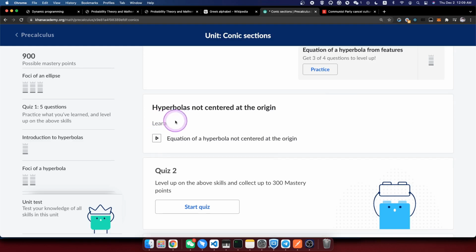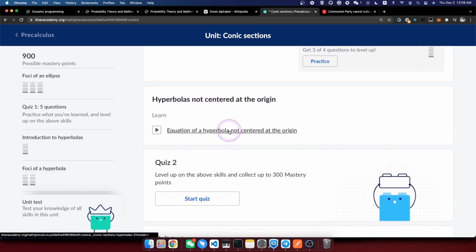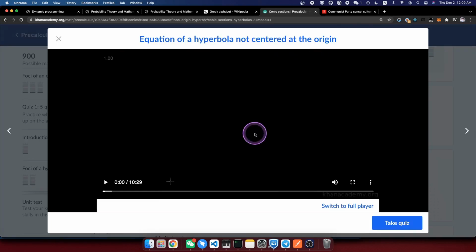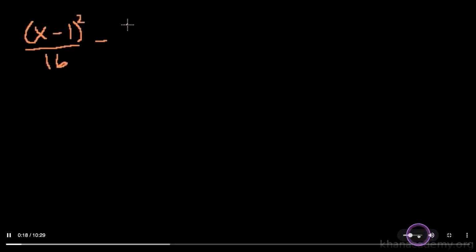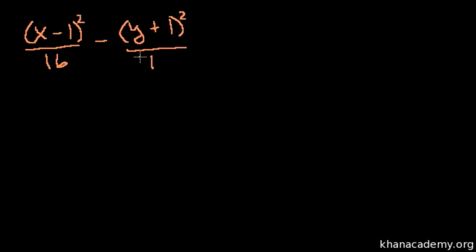Hyperbola is not centered at the origin. So this is the last video that we could learn. So let's get into it. Let's see if we can tackle a slightly more difficult hyperbola graphing problem. So let's say I have the hyperbola, make this up on the fly, x minus 1 squared over 16 minus y plus 1 squared over, let's say, 4 is equal to 1.